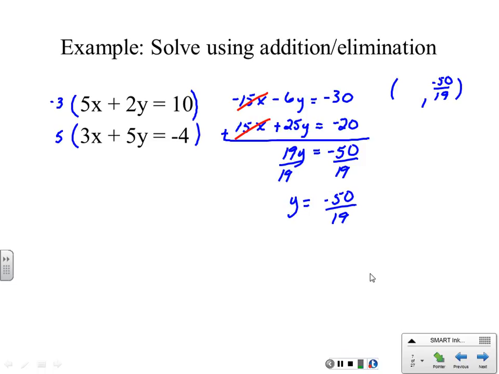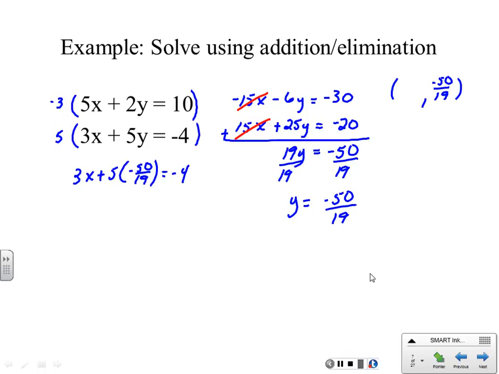To find the x-coordinate, you're going to take that negative 50 over 19 and plug it into either one of your original equations. Okay, that goes back to substitution. Take your negative 50 over 19, take the y, and plug it into either one of your original ones. Doesn't matter which one, it's going to be horrible either way. So I'm going to choose the bottom one. So we're going to have 3x plus 5 times negative 50 over 19 is equal to negative 4.